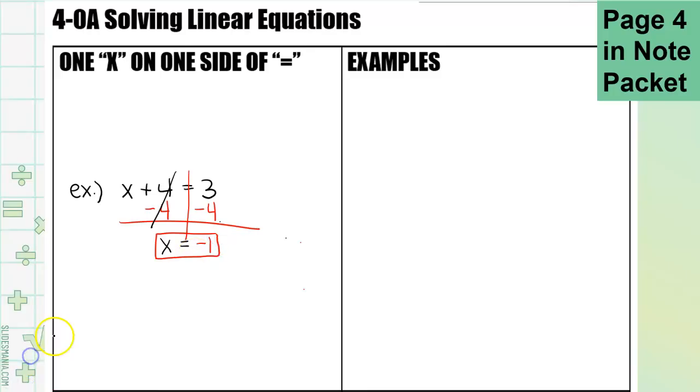Here's another example. If I have -3x equals 12, again, my goal is to get x by itself. This time I have -3 times x. The opposite of multiplying is dividing. So I need to divide both sides by -3, which leaves me with x equals -4.